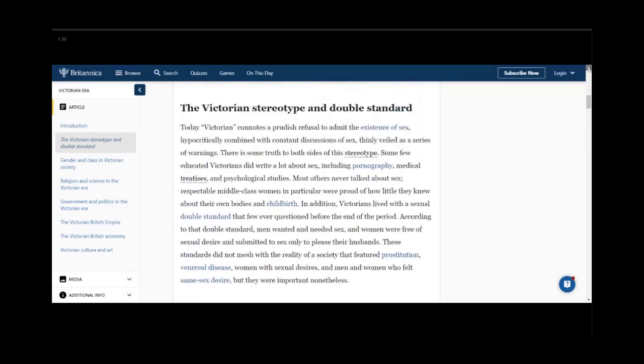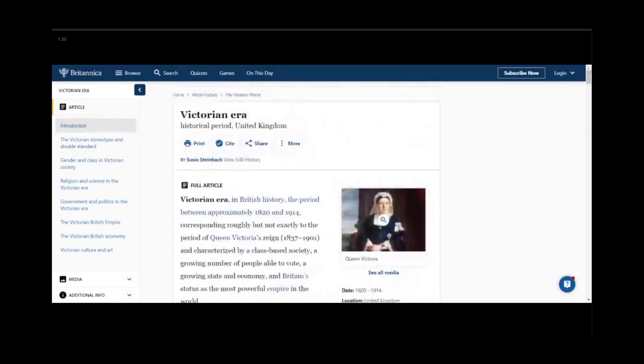In the same time frame, the Victorian era, you had not just things that were going on in Britain, but things that were going on in America. And generally speaking, there was no other name for the Victorian era other than the Victorian era. It was really a time frame.